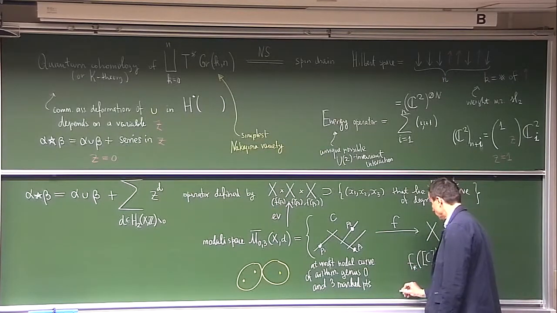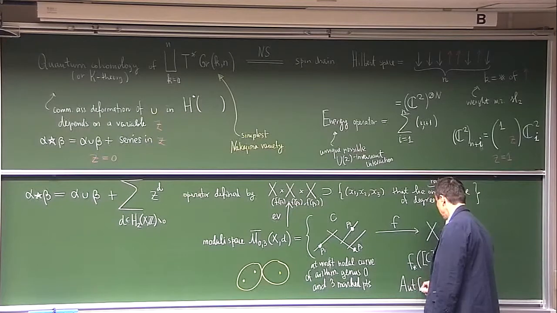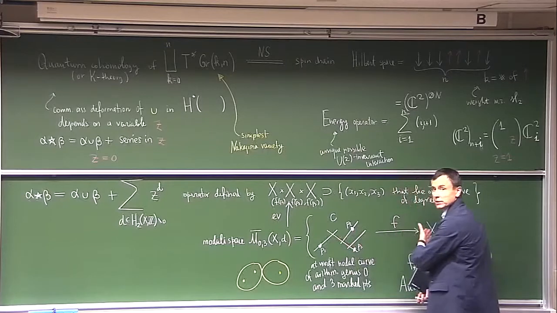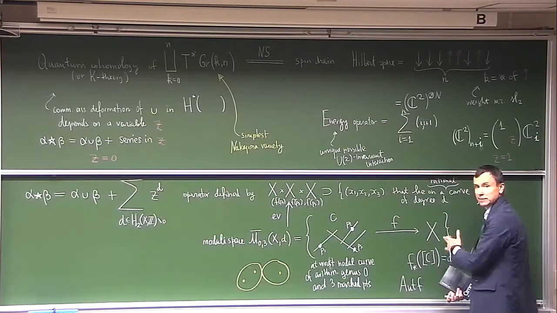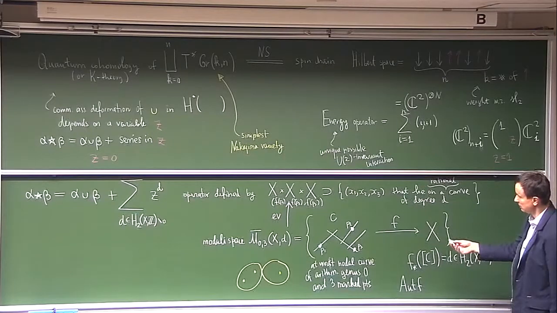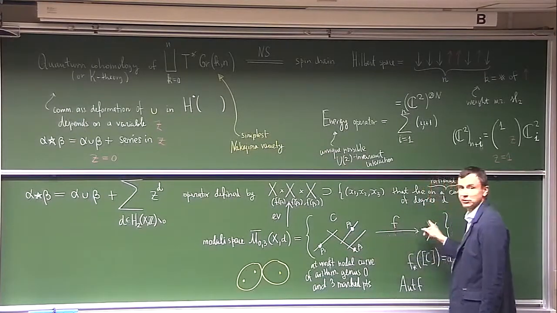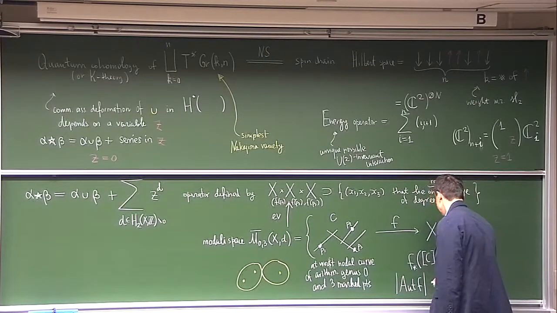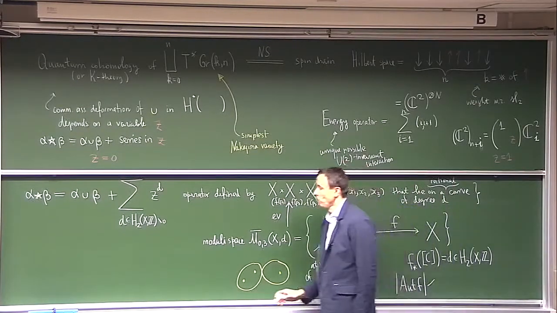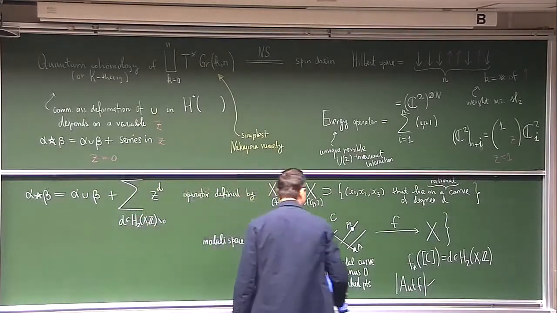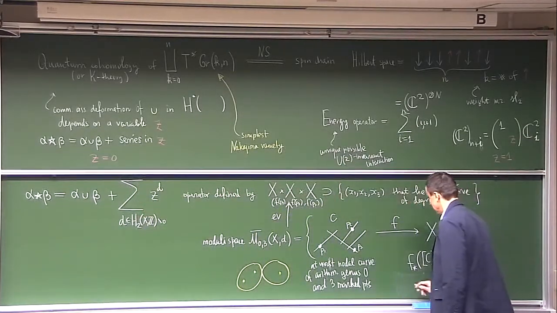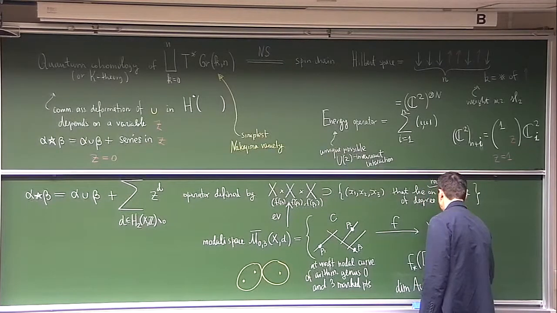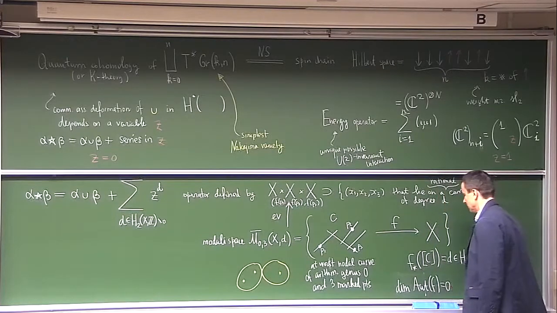So in particular, for every such object there's a well-defined group of automorphisms of f. These are self-maps of the domain that preserve the map to X. And this has to be a finite group. So this is finite. Better to say, the dimension of the automorphisms of f is zero. This is the stability condition.